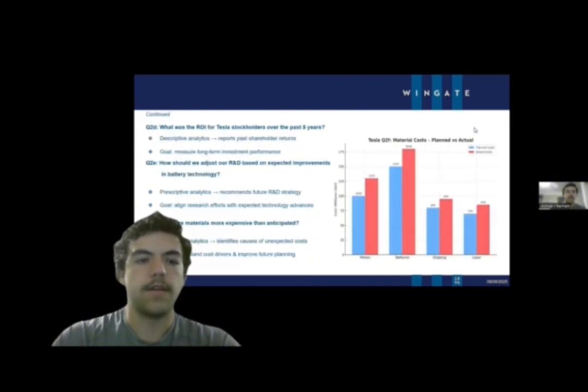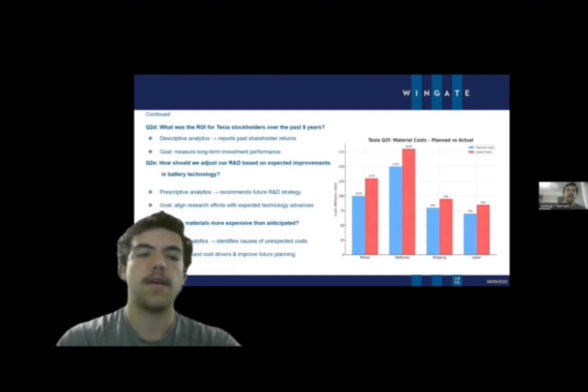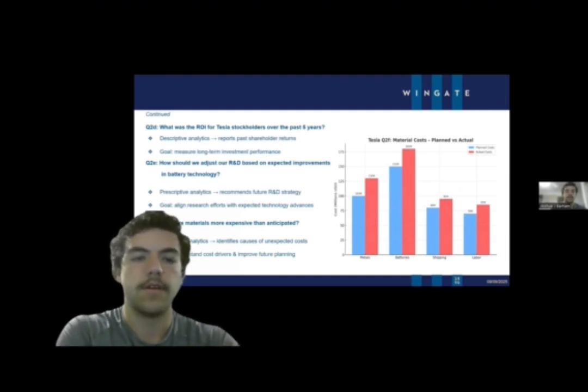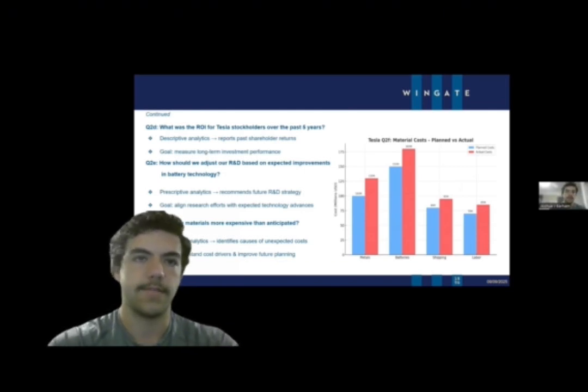So for question D here, what was the ROI for Tesla stockholders over the past 5 years? And that's also descriptive analytics. So once again, this is something that can just easily be found. All you have to do is look into the past and look in the records that you have to find the answer to that.